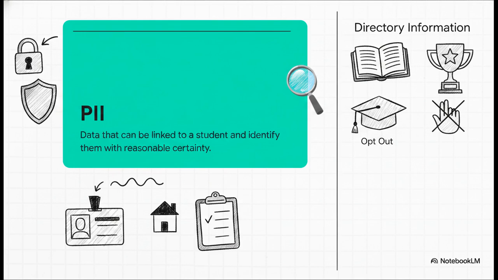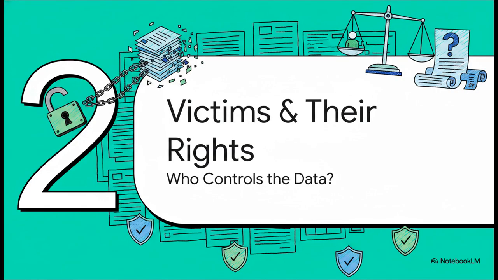That stuff absolutely requires valid, written consent to disclose. But on the flip side, directory information, things like honors received, degrees, maybe a student's major, well, that's generally not considered harmful if it gets out. In fact, schools can actually share that unless a student or parent specifically opts out. Let's move on to Part 2, the victims and their rights.